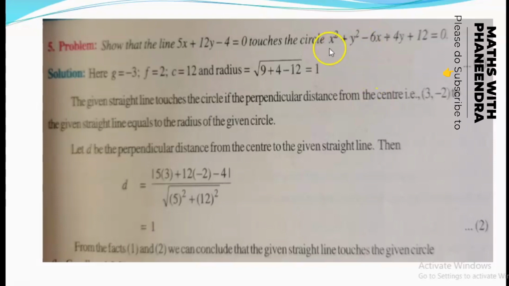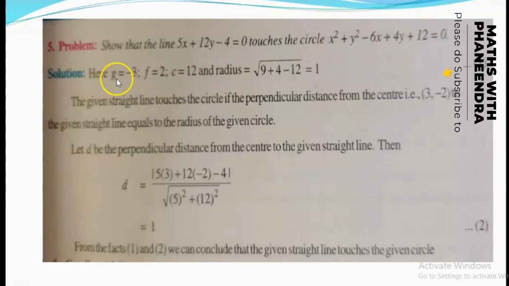See that first, given circle x square plus y square minus 6x plus 4y plus 12 equal to 0. So comparing with the general equation of circle, x square plus y square plus 2gx plus 2fy plus c equal to 0. So 2g equal to minus 6, g equal to minus 3. We got it here. 2f equal to 4, then f is equal to 2. c is equal to 12.